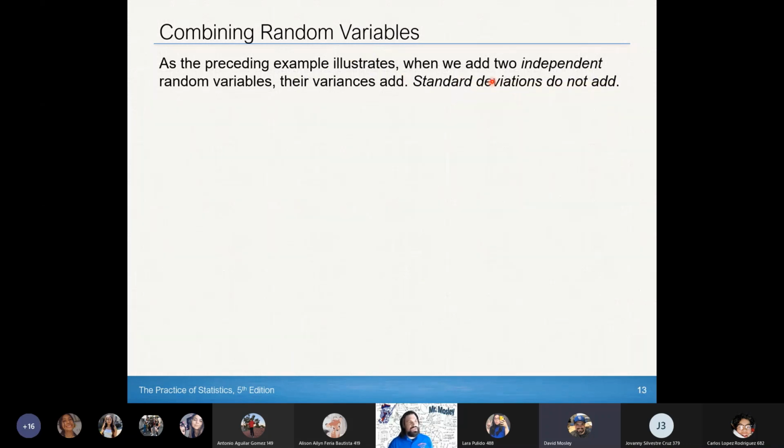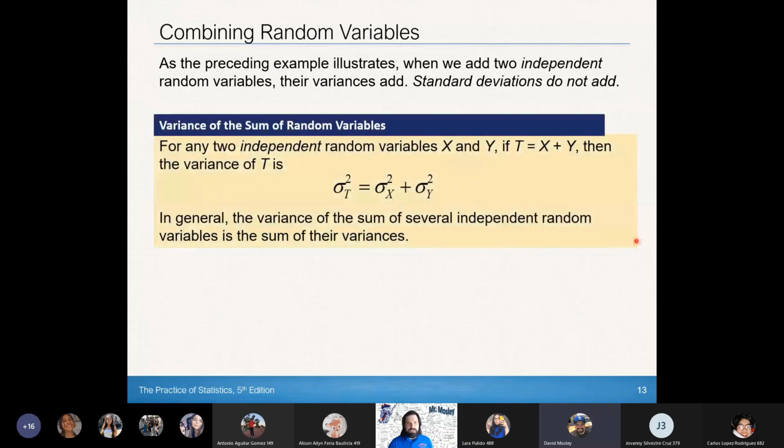As this illustrates, when we add two independent random variables, their variances add. Standard deviations do not add. We have to do that additional square rooting. For any two independent random variables, x and y, if t equals x plus y, then the variance of t equals the variance of x plus the variance of y. Pretty straightforward. In general, the variance of the sum of several independent random variables is the sum of their variances.